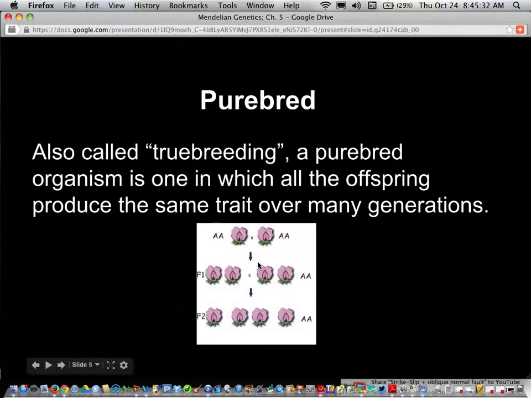In this case, all these petunias or pea plants are homozygous dominant. They're big A, big A. And they're crossed with another plant that's big A, big A. They are purebred. They will only produce offspring that are homozygous dominant. Okay? So that's purebred.